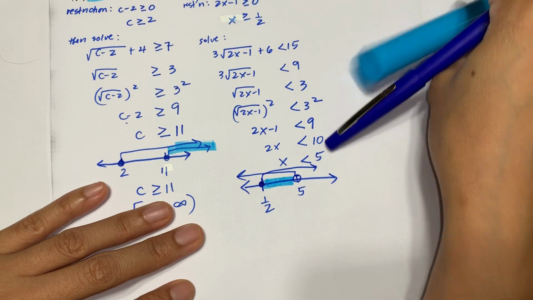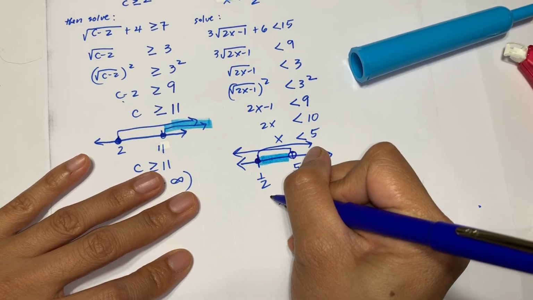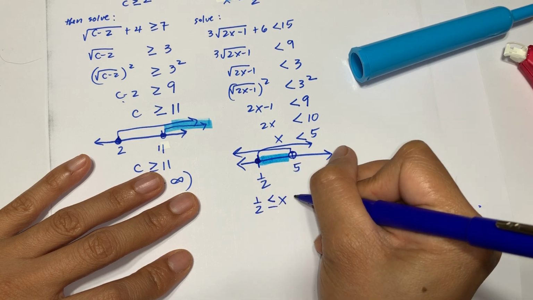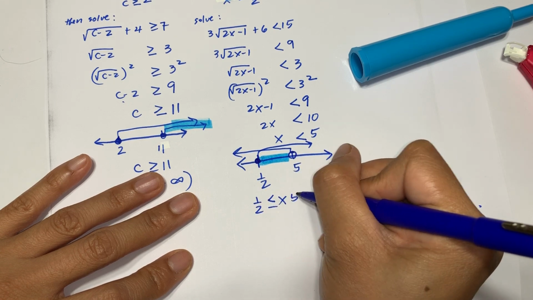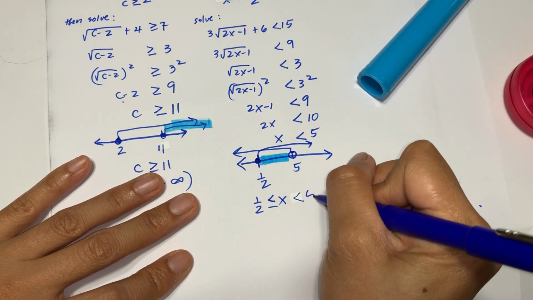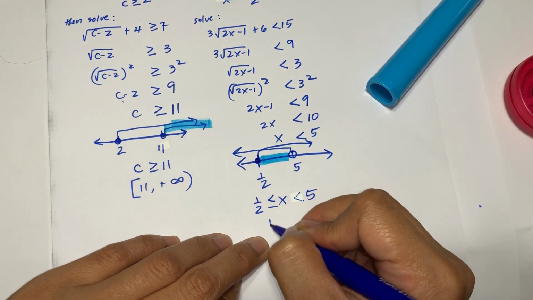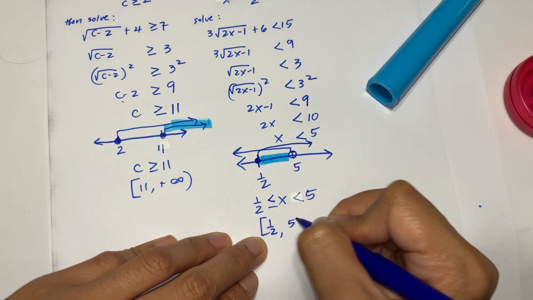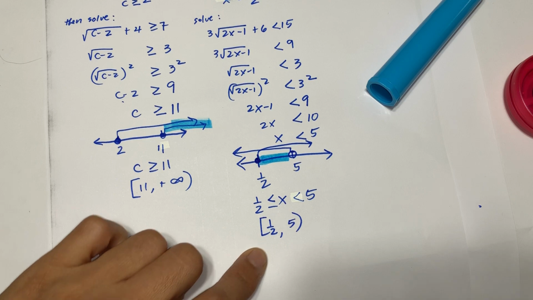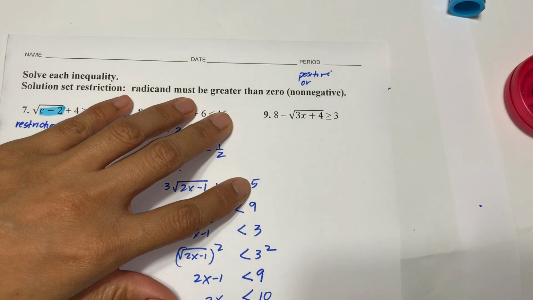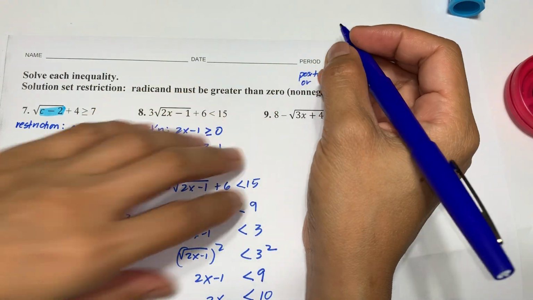So the answer is x has to be between 1/2 inclusive and 5 exclusive. Okay, or that's the same thing as 1/2 inclusive to 5 exclusive, in interval notation. Either way. Okay, one more. Last one. Well, I have one more.